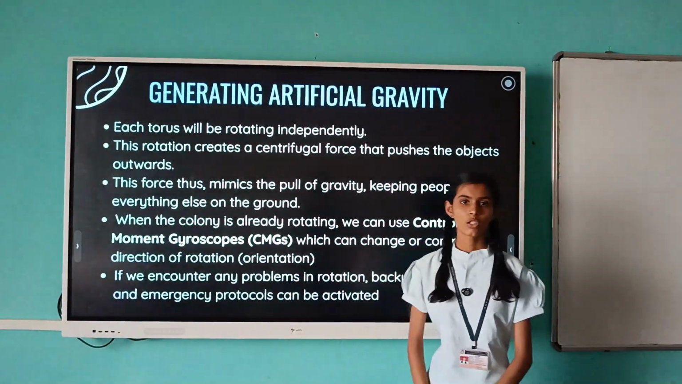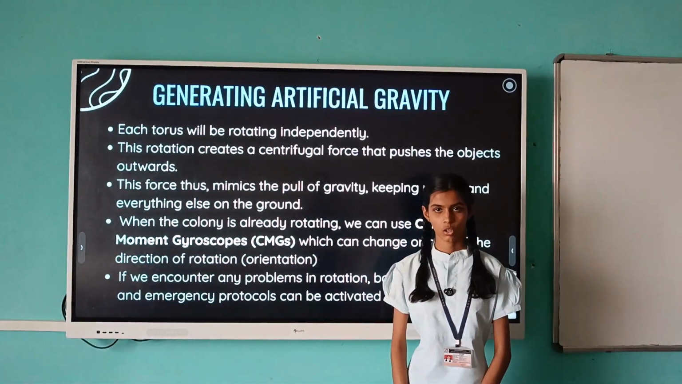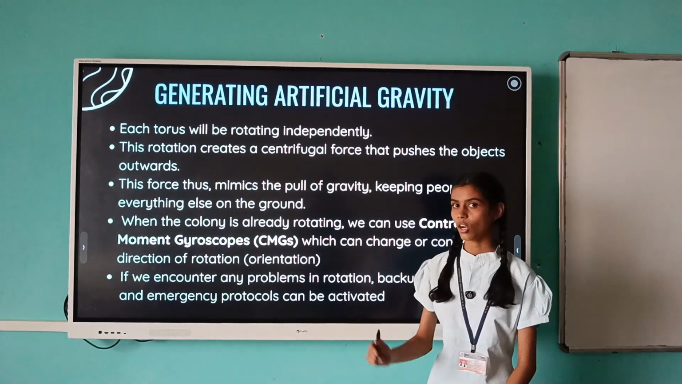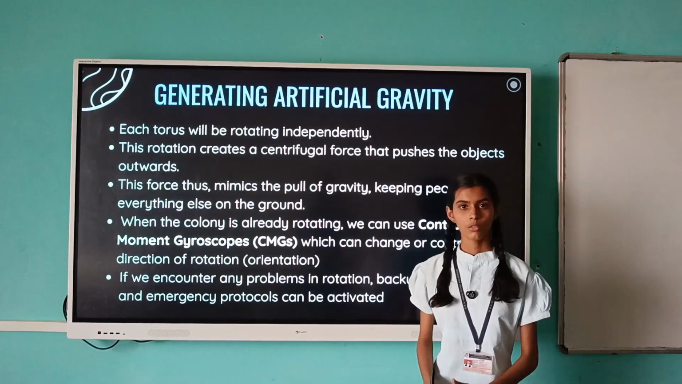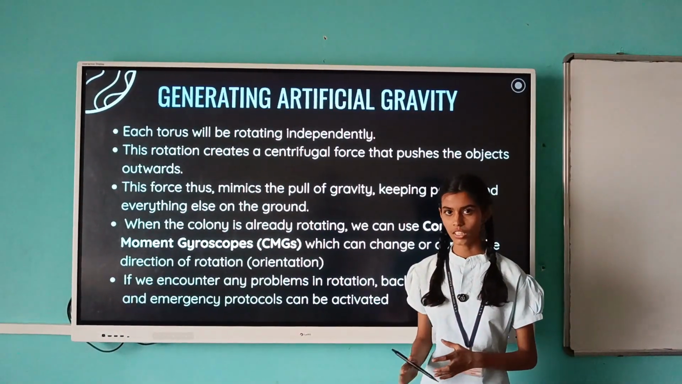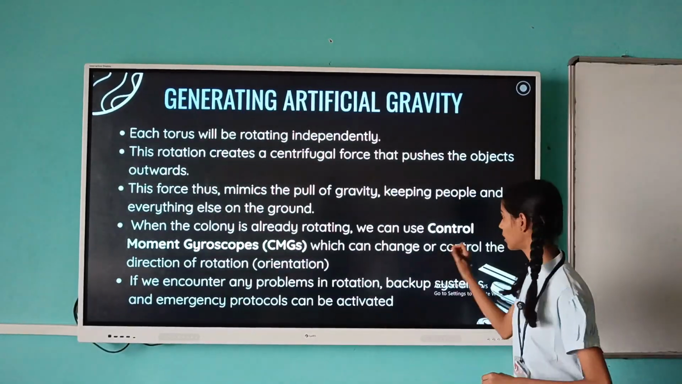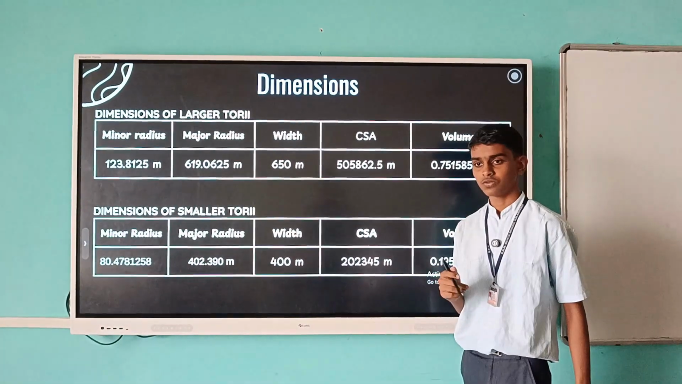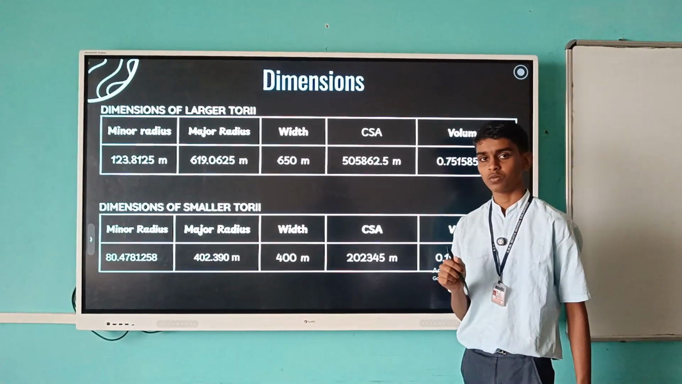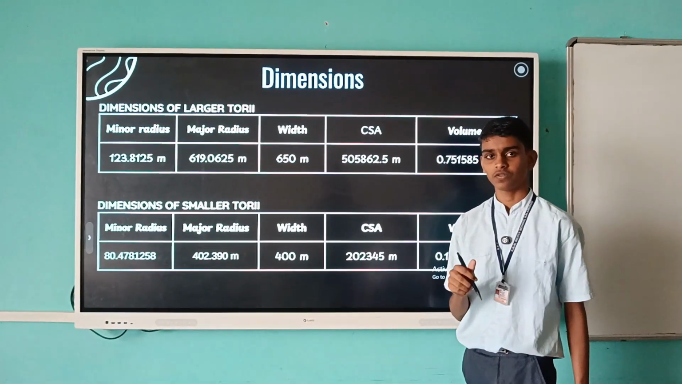Now coming to how we are going to generate artificial gravity inside the colony, we will be rotating the toruses independently. This will create something called a centrifugal force. This centrifugal force will pull the objects outwards and will mimic the pull of gravity, thus creating artificial gravity inside the colony. As our civilization consists of 4 larger tori and 2 smaller tori, the area of the large tori will be 125 acres and the small tori will be 50 acres.